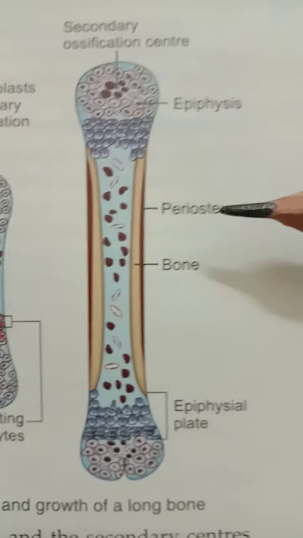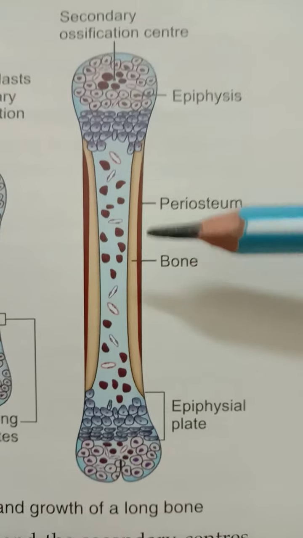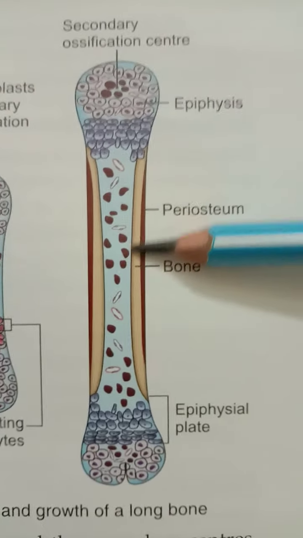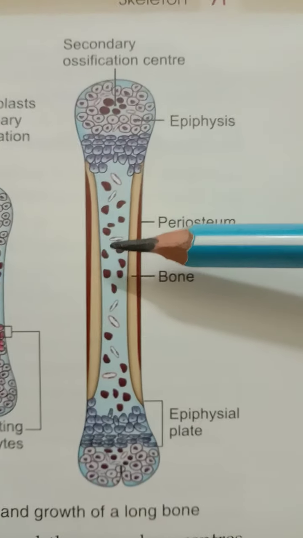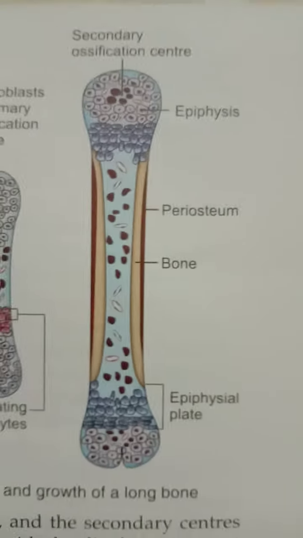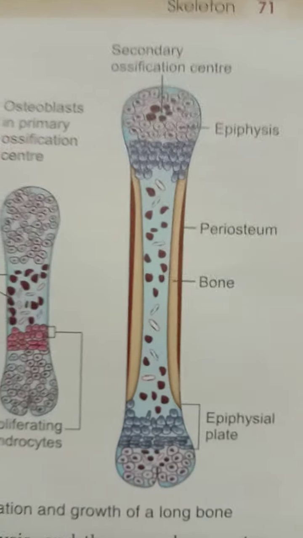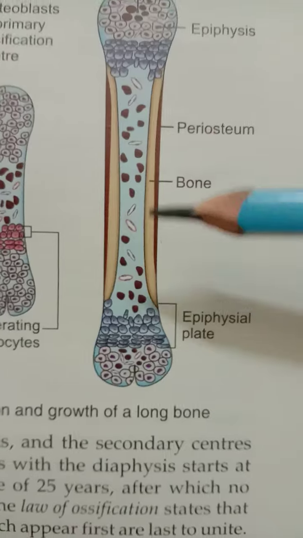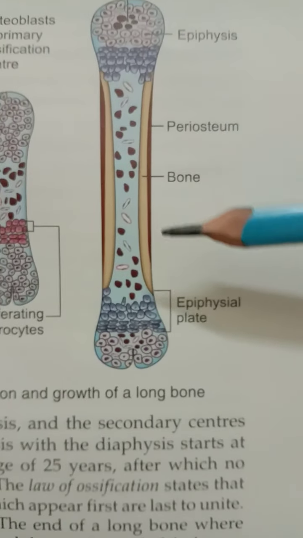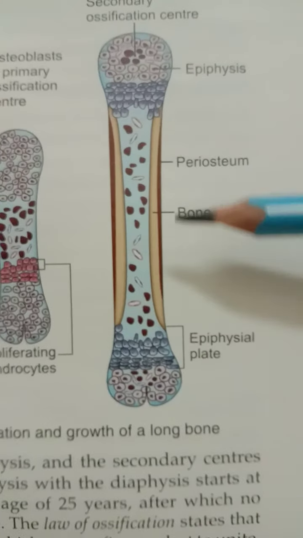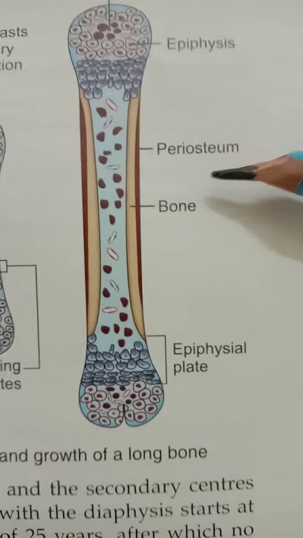This is the outer covering of the bone, and next to it is the cortex, and next to that is the medullary cavity. Let's see the first part, the periosteum. The periosteum is the outer, thick part of the fibrous membrane which covers the surface of the bone. Here you can see the periosteum.